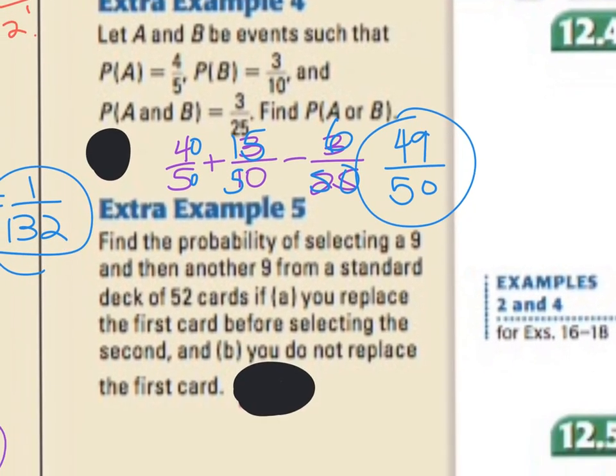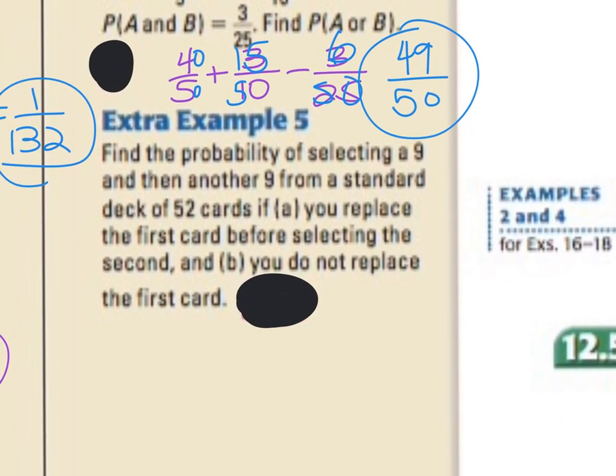Find the probability of selecting a 9 and then another 9 from a standard deck of 52 cards if you A, replace, and then B, you don't. So A is replacement, meaning how many 9s are there in the deck? 4, so this would be 4 out of 52. And it says "and," which means what? Multiply. So I could already reduce this, right? This would be 1 out of 13.